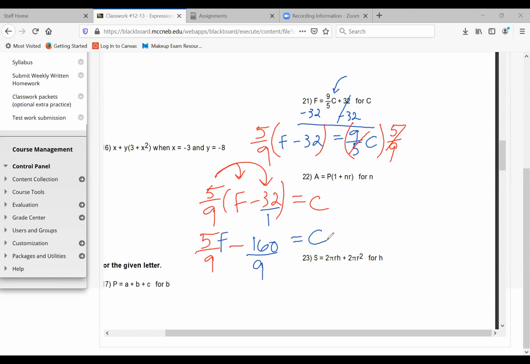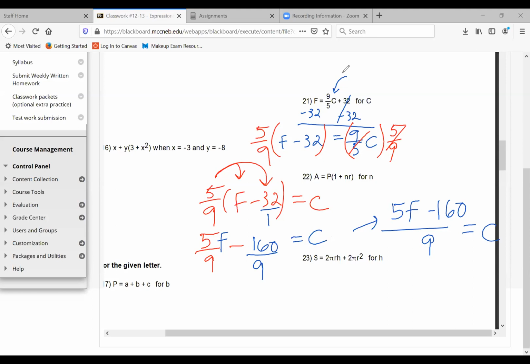So here's another way to write the answer, 5/9 F minus 160 over 9. You could even combine those as like terms and write 5F minus 160 all over 9 equals C. So those are several different ways of writing your final answer for that one. But the point is you can subtract 32 on both sides, and then to get rid of the 9/5, you can multiply both sides by 5/9.